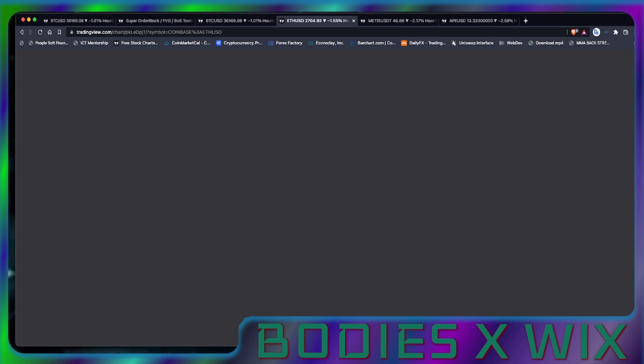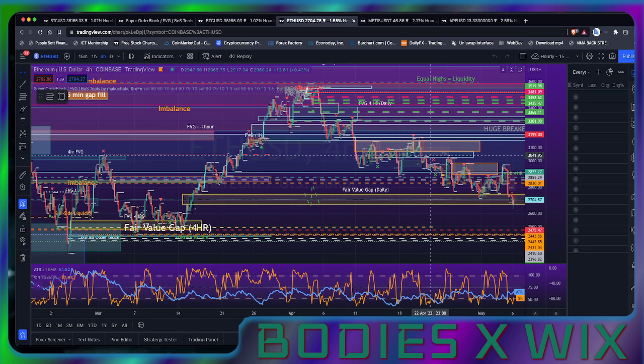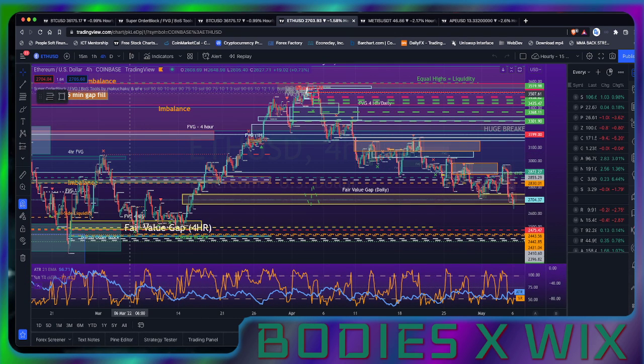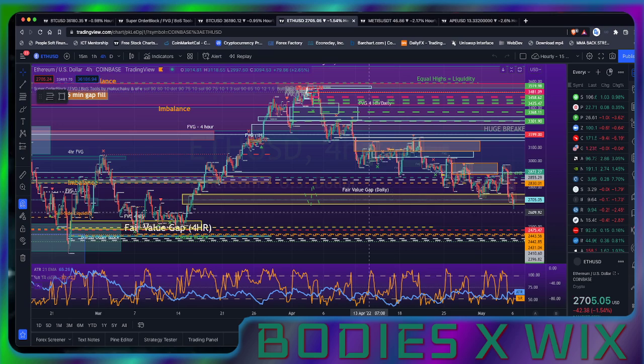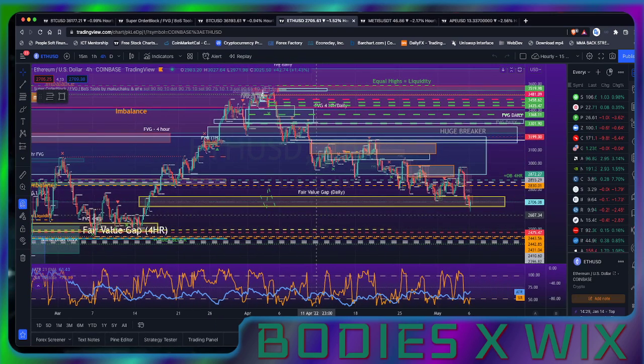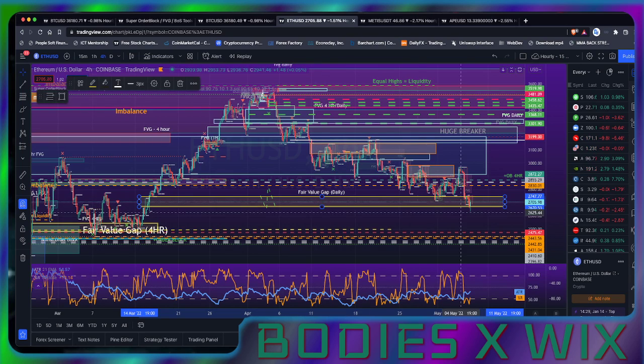Ethereum. I'm on the 4-hour on Ethereum right now. Right here we have a daily fair value gap. It has just filled the daily. And over here, I'm on the 4-hour. We do have a bullish order block on the 4-hour. I'm not for sure what that looks like on the daily.